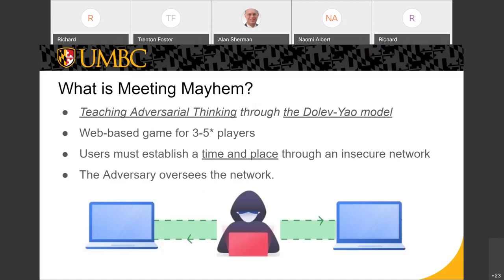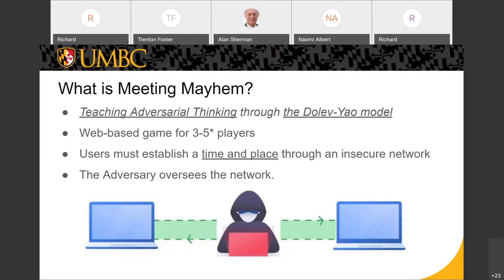So, what exactly is Meeting Mayhem? Well, first off, it's the game that we made, or are making, I should say. Its goal is to teach adversarial thinking through the Dolev-Yao model, which we'll get to a little bit later. It's a web-based game for around 3 to 5 players, and all the users in the game have a goal: to arrange a meeting time and place through an insecure network which the adversary is in control of. Next slide.